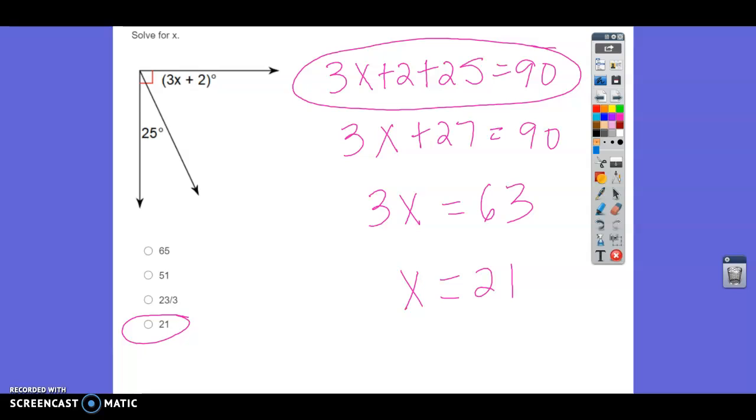That's the geometry. Now you're done with the geometry and you are going to move on to using your algebra skills from last year. So I didn't show you every single step, but I combined the 2 and the 25 to make it 27. Then I subtracted 27 from both sides. And then I divided both sides by 3. And I got x is 21.